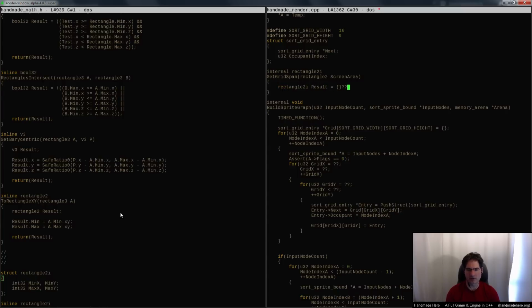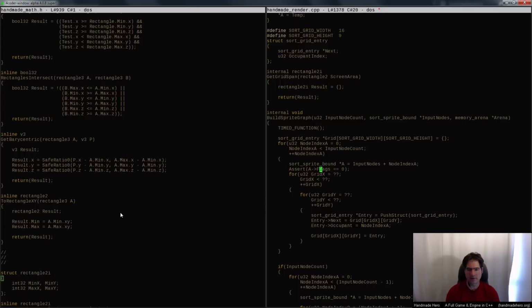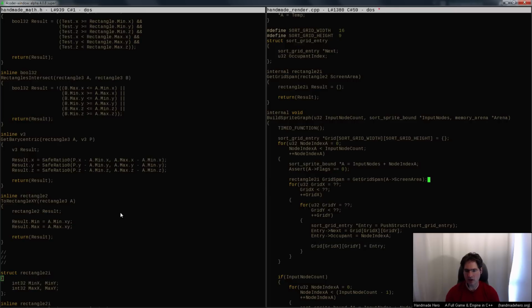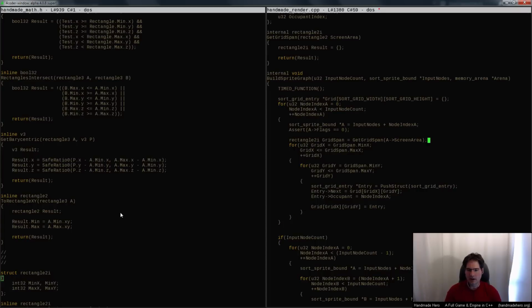a result here that we don't know what it is. But once we do that, we can say, okay, here's the rectangle 2i. This is the grid span. We're going to say get grid span for the screen area of the sprite bound that we're on. And we're going to take min x, span max x. And I'm assuming that if it's max x, we should do less than or equal to, because that's probably the more sensical linguistic interpretation. So it's probably the least likely to be confusing and have errors about what people think is included and what's not, right? And so, yeah.